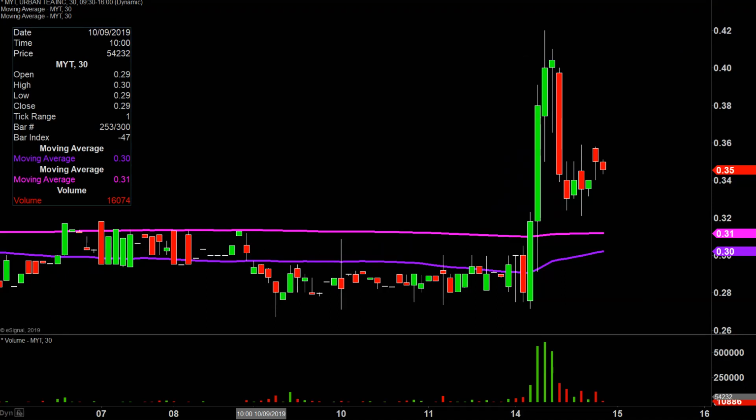Quite the eventful day today, not only from the price action point of view, but you look down here at the volume and it's well above average volume on the day. So a lot of eyeballs on it going forward.